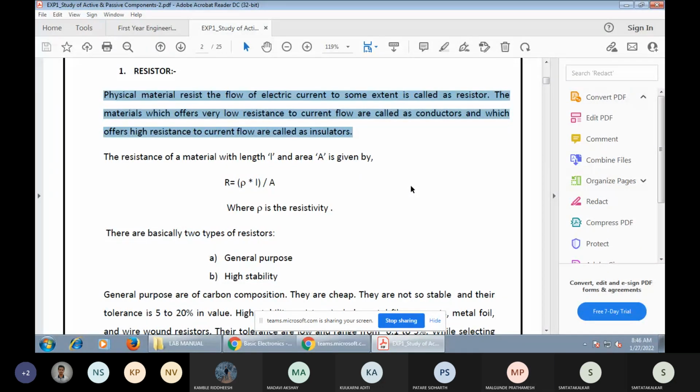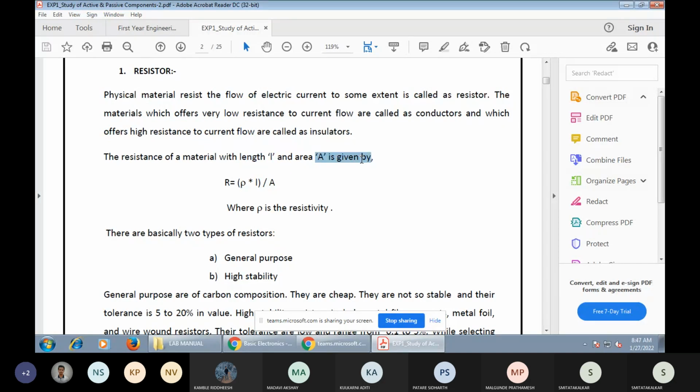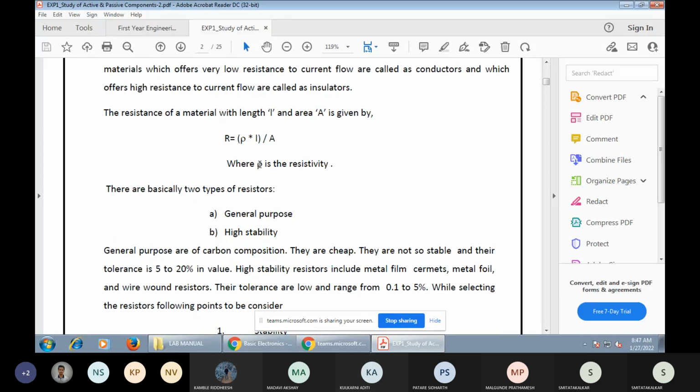Yes, ma'am. The resistance of a material with length L and area A: L is the length and A is the area. Resistance is directly proportional to the length because of the resistivity. This is rho, the small p meaning rho, R-H-O, rho is the resistivity. Resistance R equals resistivity times length divided by area.